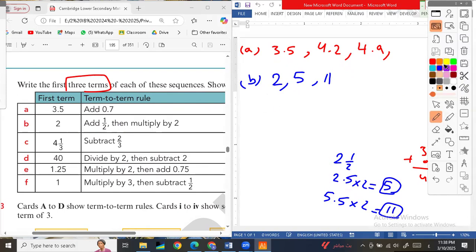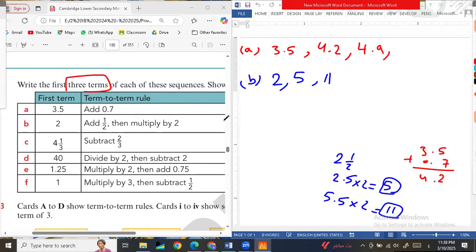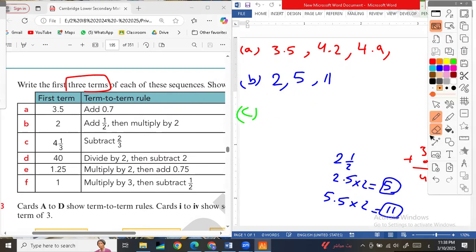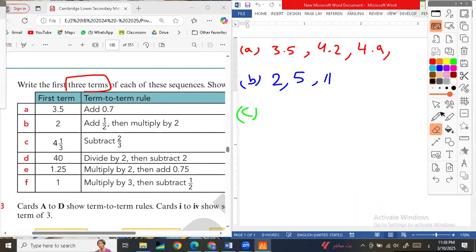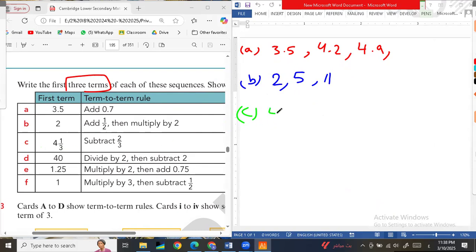Question C. All right, in question C here, let me just erase the steps of the other questions there. Question C says the first term is 4 and 1 over 3. And they're requesting for me to subtract 2/3 every time. So how can I subtract the 2/3 here?